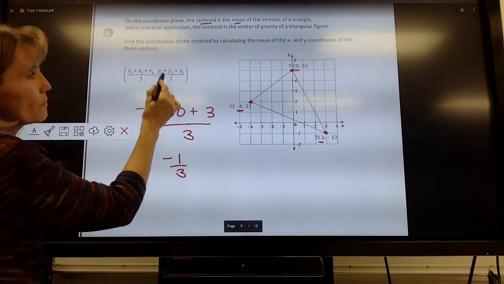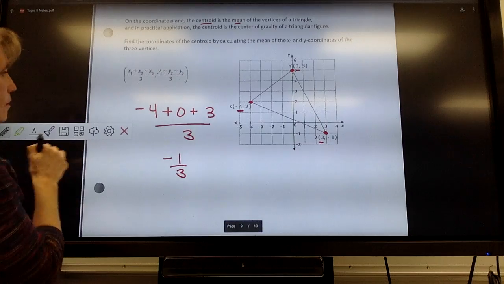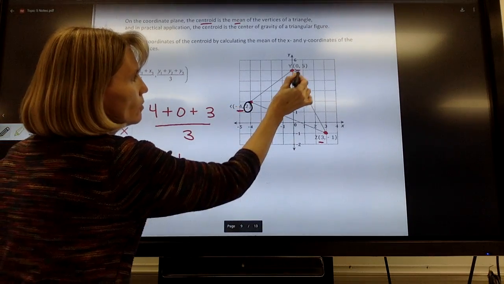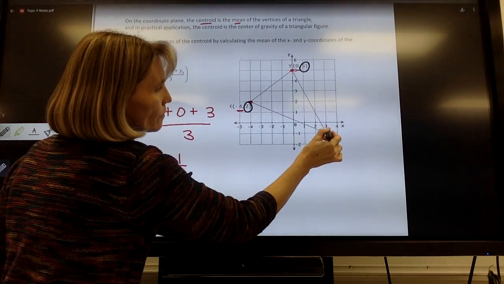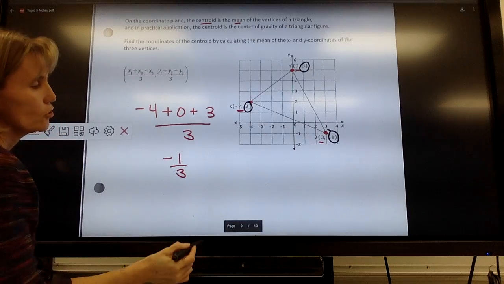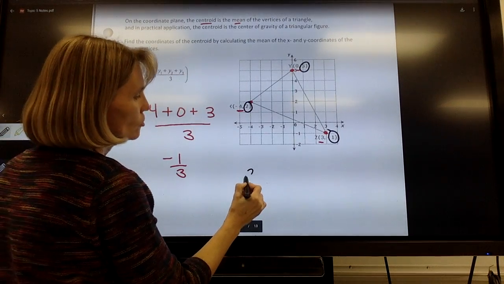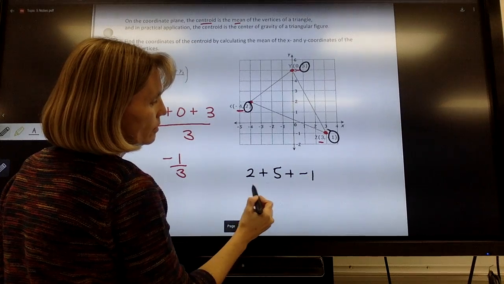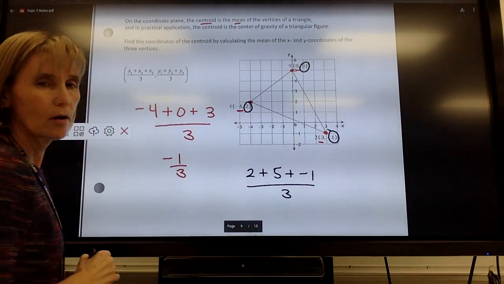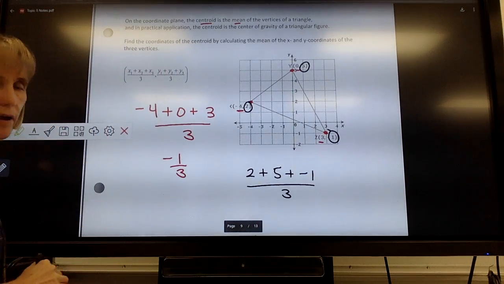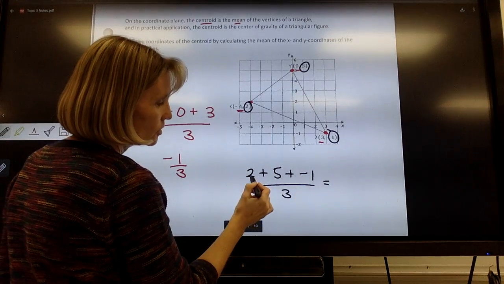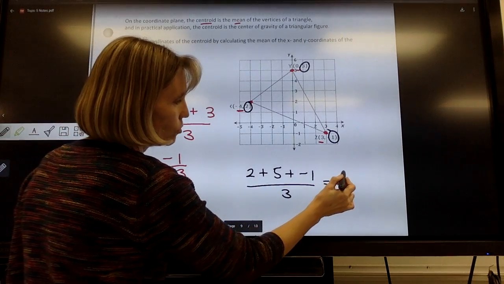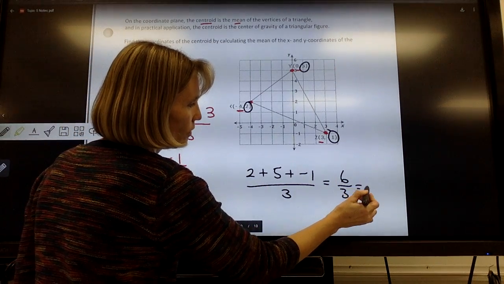And then I'm going to do the same thing with my y's. So now I'm going to take the y value of each one of those, and I'm going to add those up. So that's going to be a 2 plus a 5 plus a -1, and I'm going to divide it by 3. Always dividing by 3 because there's 3 values. Okay, when I add these together, that's 7 plus a -1, that would be 6 over 3, and that's 2.